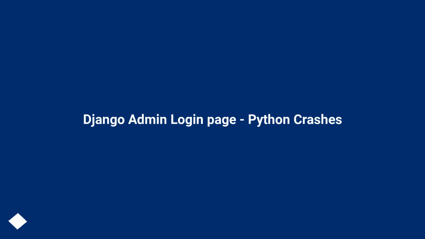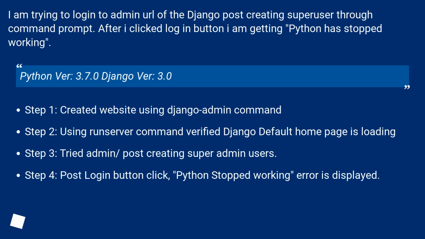Django admin login page, Python crashes. I am trying to log in to the admin URL of Django post creating a superuser through the command prompt. After I clicked the login button, I am getting "Python has stopped working". Python version 3.7.0, Django version 3.0.